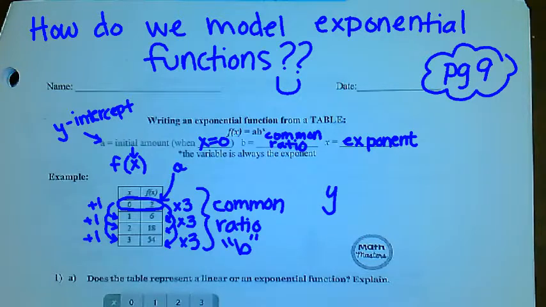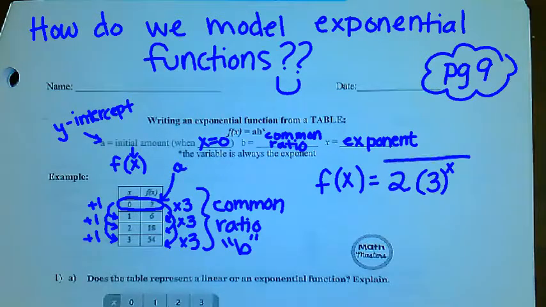So, for our final answer, sorry, we're doing function notation. So for our final exponential function, we're going to write f of x is equal to 2, because that's our a, times 3 raised to the x power. Simple as that. So let's try some examples.